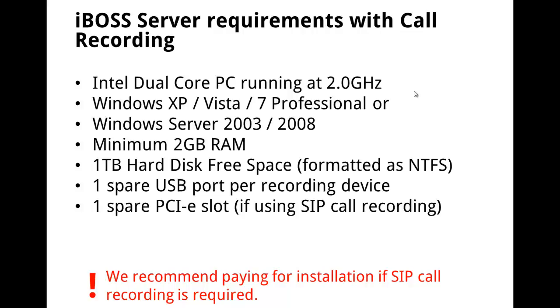SIP recording is a PCIe board, and if you want to use more than 60 channels of ISDN or more than 2 different line types, that will also be supplied as a PCIe board. So for your run-of-the-mill normal customers where it's under 60 channels of recording, you can specify either 1 spare USB port for analog or ISDN, or a spare PCIe slot for SIP, and that's fine. If it's above 60 channels, then generally we'd like to be involved in the configuration and the specification of that server.